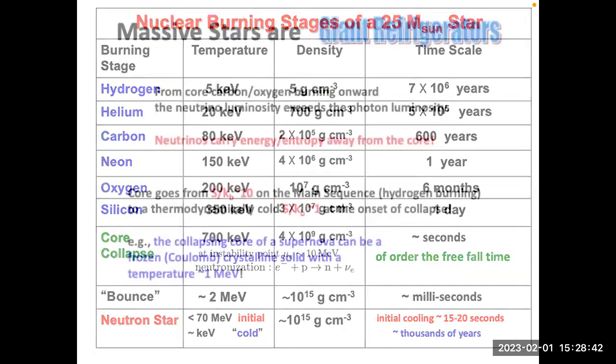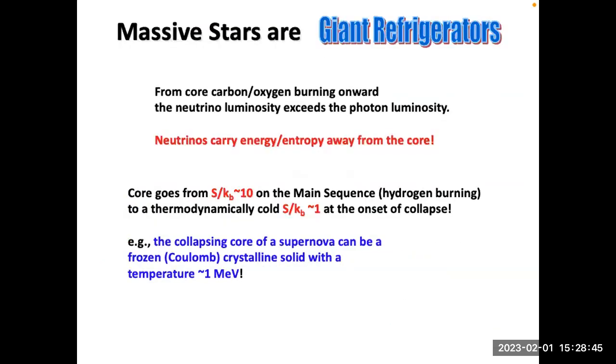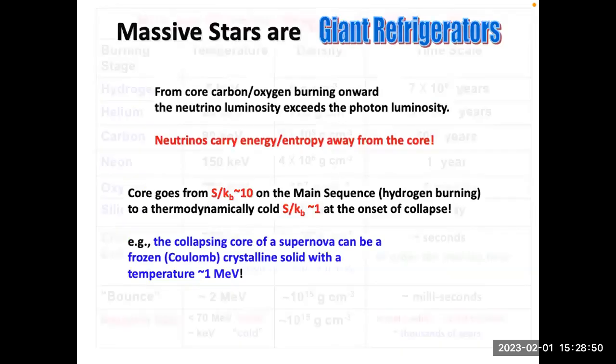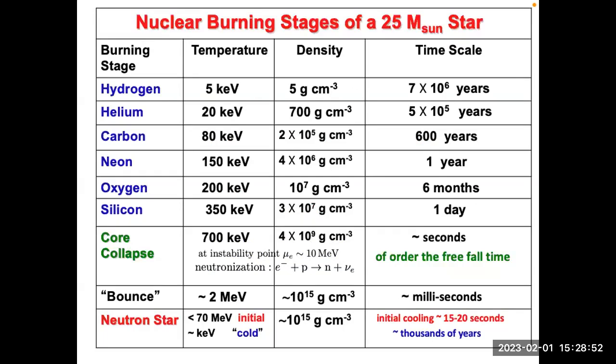But the thing I want you to see here is that, unlike what you've been told, massive stars are giant refrigerators. That's what they do. And the reason that the burning stages are so much shorter after the onset of core carbon oxygen burning is because the luminosity of the star is now dominated by neutrino emission. The star is furiously fusing stuff together, and all of that energy is pretty much getting dumped out in neutrinos that just escape. So the neutrinos are refrigerating the core.